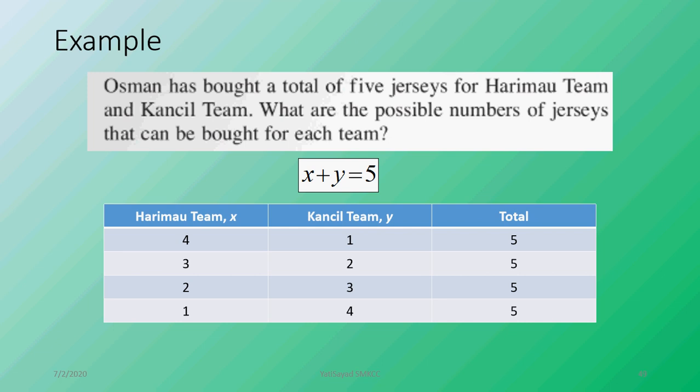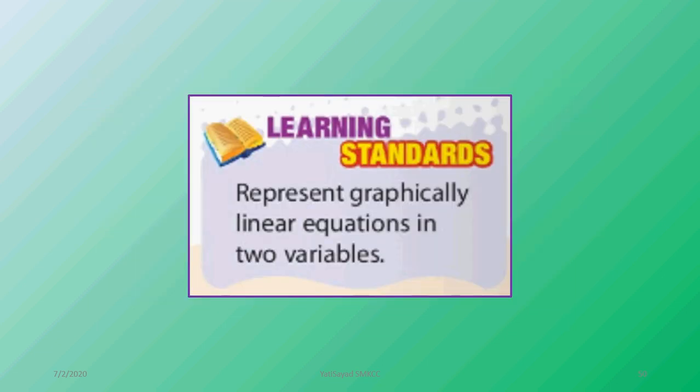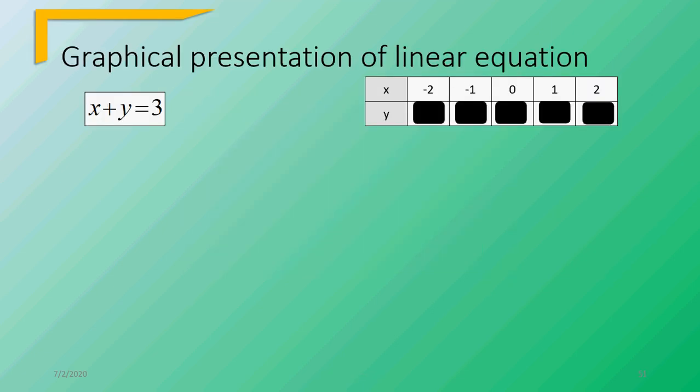Okay, so next we are going to draw a graph of linear equations. You are supposed to represent graphically linear equations in two variables. Okay, let's say I have this linear equation, x plus y equals 3, and I am given the values of x: -2, -1, 0, 1, and 2. For you to be able to draw the graph, you must find the respective values of y for each x.